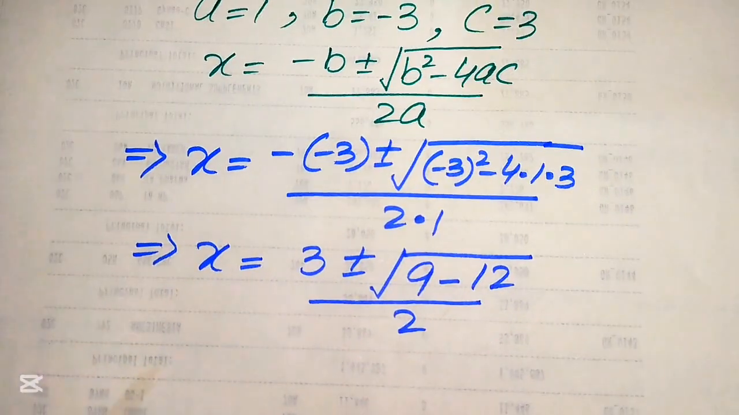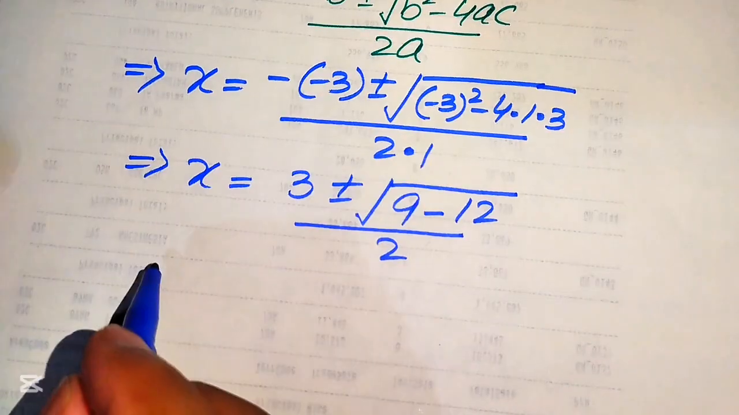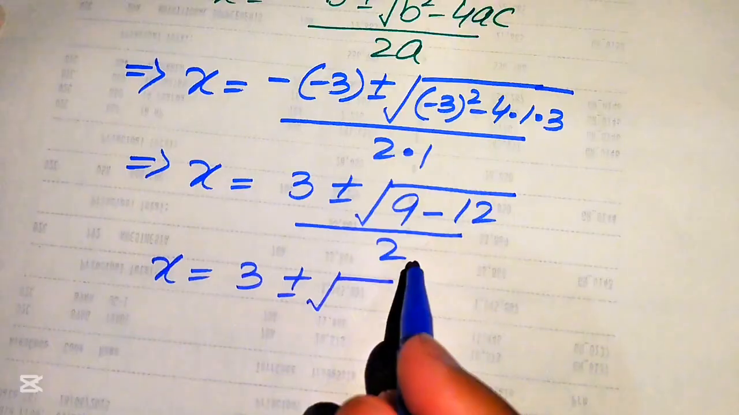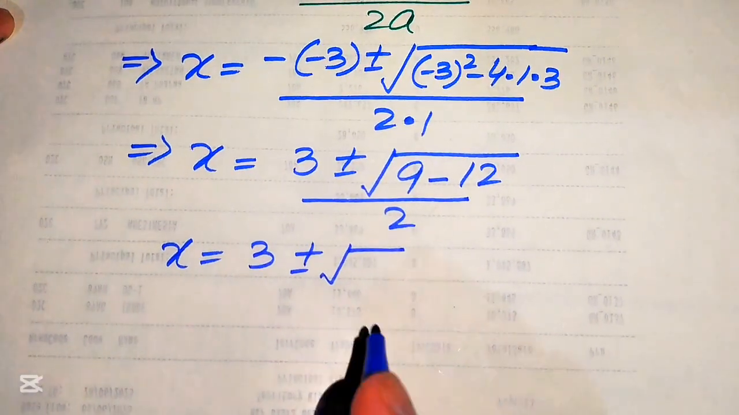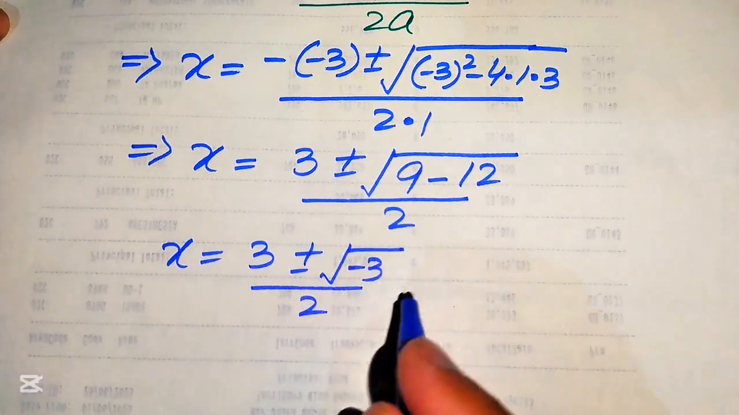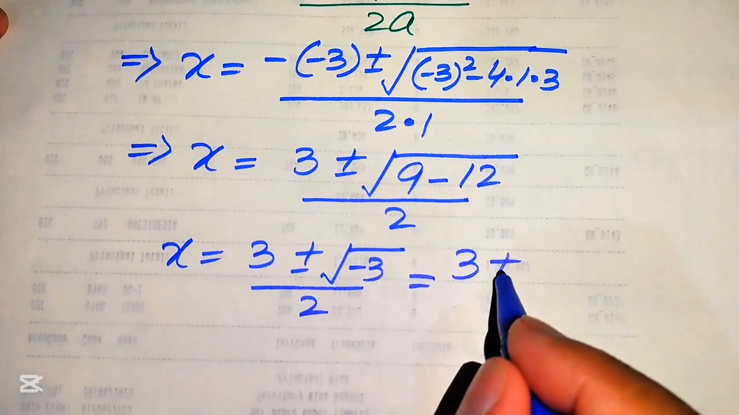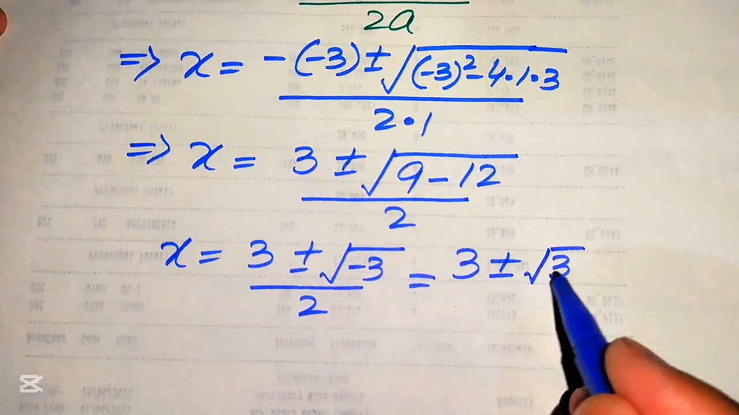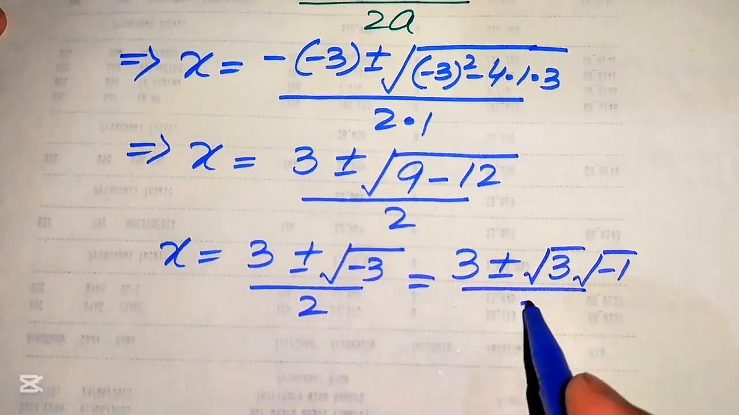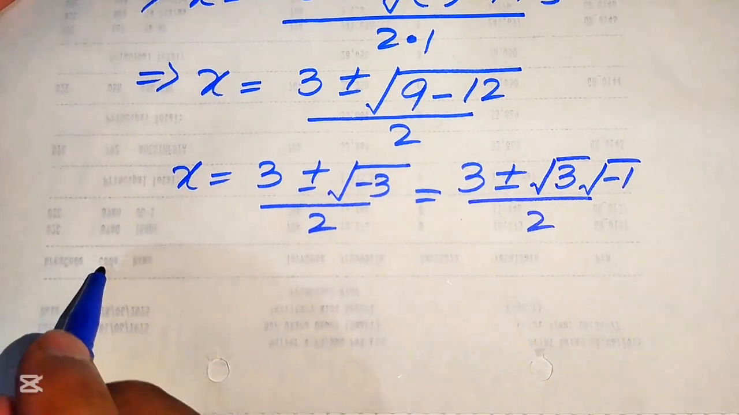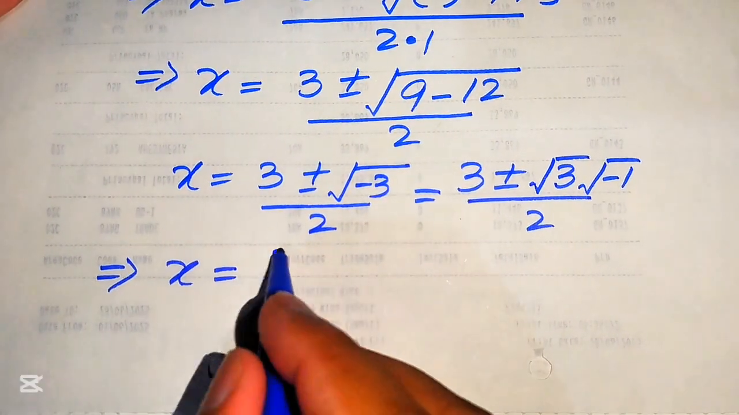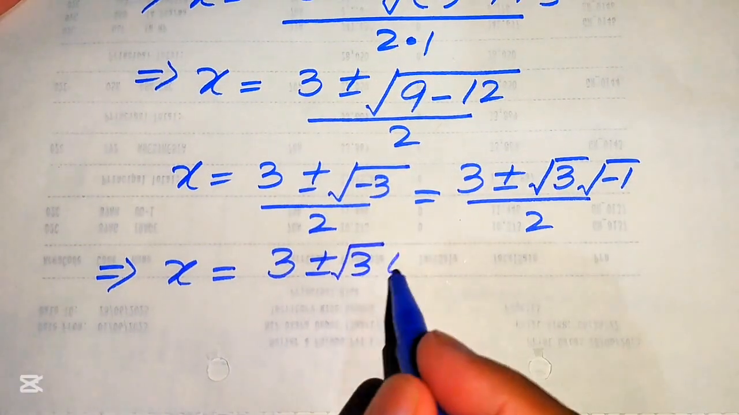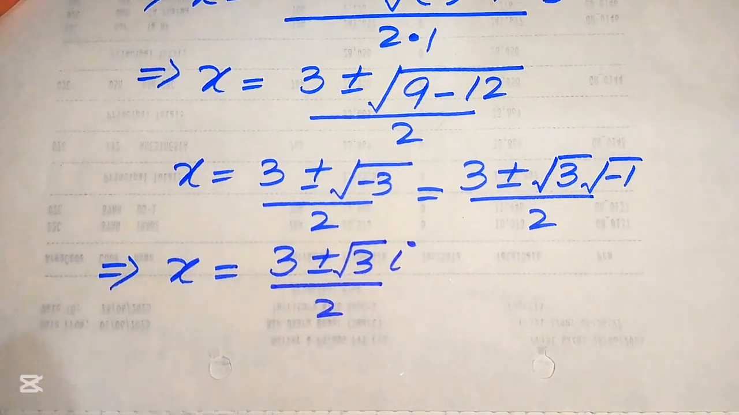So here we need more simplification, and it will be written as x equals 3 plus minus, here we see that 9 minus 12 equals minus 3, divided by 2. So this equals 3 plus minus, and here we can apply the square root on both of these values, so it will be written as square root of 3 into square root of minus 1, divided by 2. And further in the next step we have x equals 3 plus minus square root of 3 into, this square root of minus 1 equals iota, divided by 2.